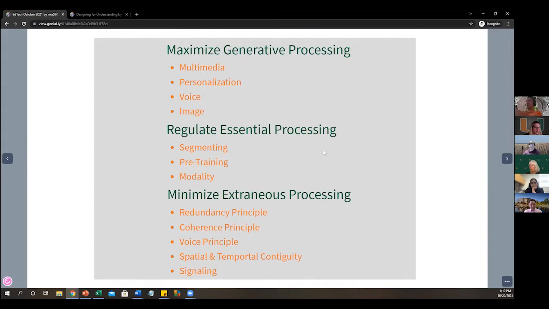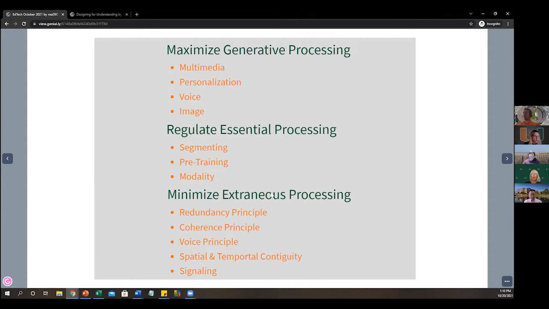So we've got generative processing, which is just comprehending material, just taking it in at all, seeing something, hearing something, making sense of it. We've got essential processing, which is the students being able to discern what is important, what is the actual lecture material that I need to be focused on, what should I be getting out of this presentation, out of this video, out of this infographic, this slide deck, what do I need to be focused on and processing so that I can learn this material effectively.